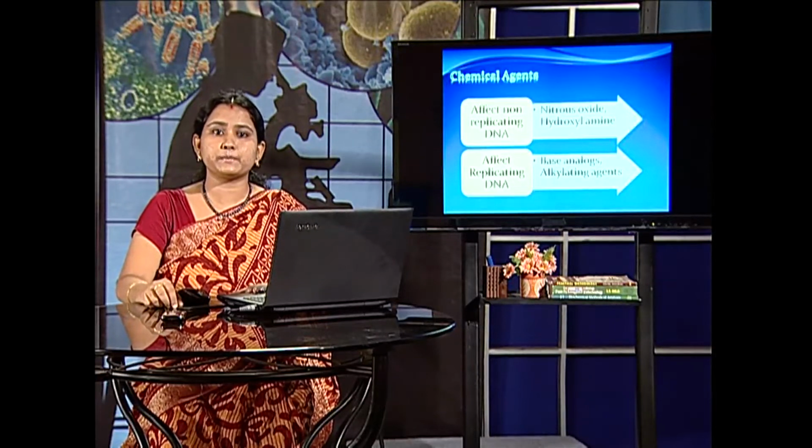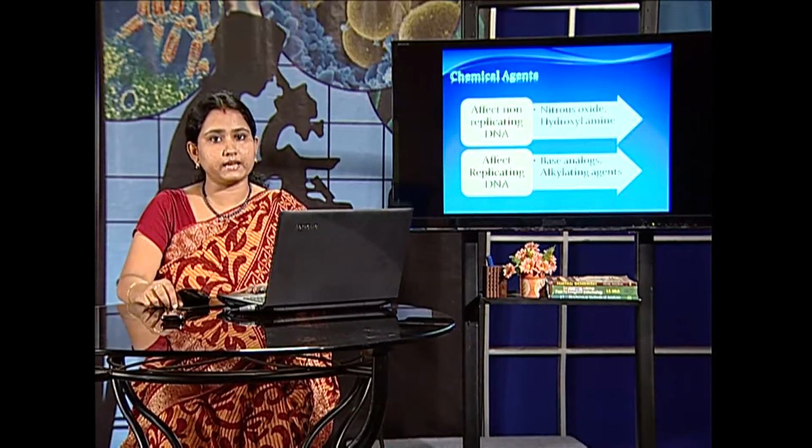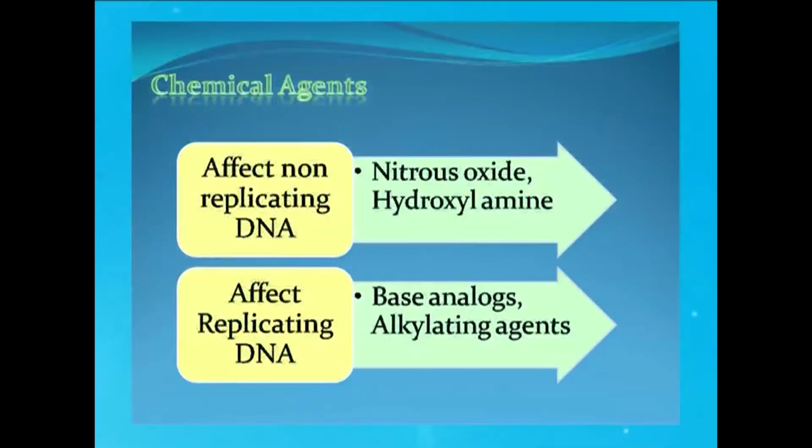There are various chemical agents which can act as mutagens and they can be categorized into two types. Number one, those which affect non-replicating DNA, for example nitrous oxide or hydroxylamine, and others which affect replicating DNA, and the examples are base analogues or alkylating agents.